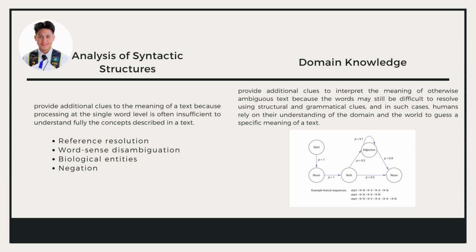So now let's talk about domain knowledge. This may provide additional clues to interpret the meaning of otherwise ambiguous texts. The meaning of words may still be difficult to resolve using structural and grammatical clues, and in such cases, humans rely on their understanding of the domain and the world to guess a specific meaning of a text.